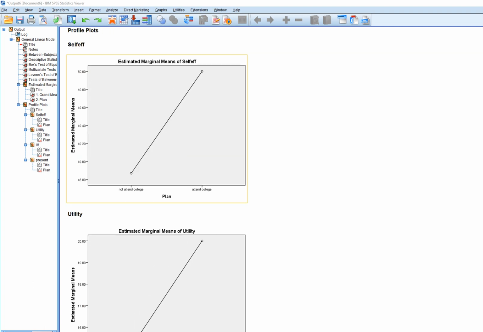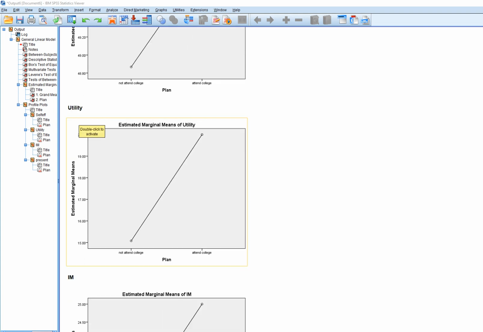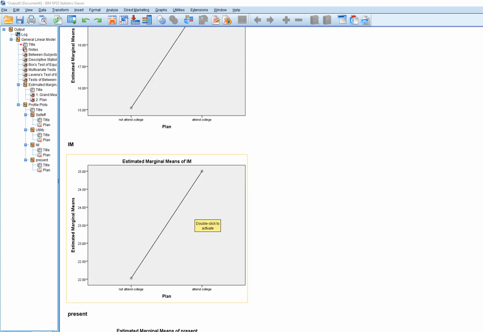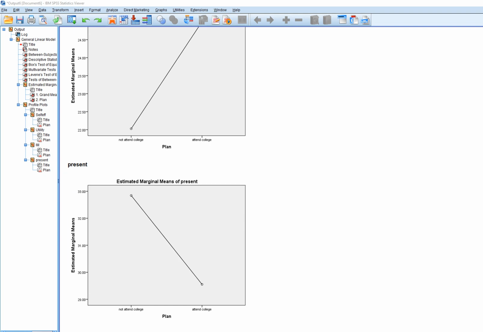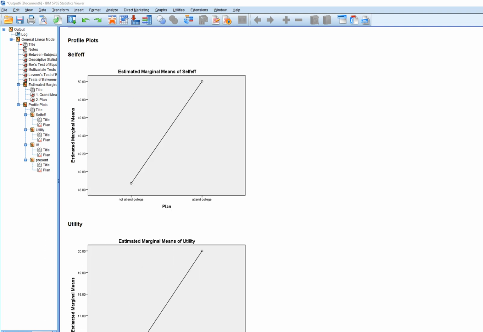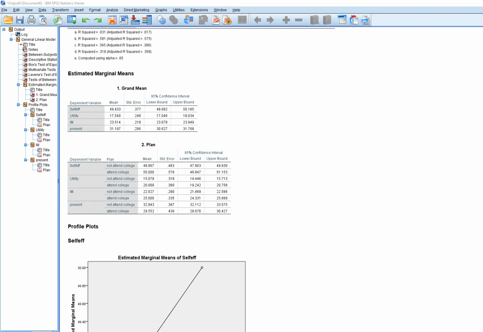Now, looking at the profile plots, because we asked for those, you can see that we have a plot for self-efficacy, with the means for not attending college versus attending college. The mean is higher for the attend college group than the not attend college group. Perceived utility shows the same general pattern, as does intrinsic motivation. For present orientation, it's kind of the reverse pattern. That pretty much takes care of the basic MANOVA results.